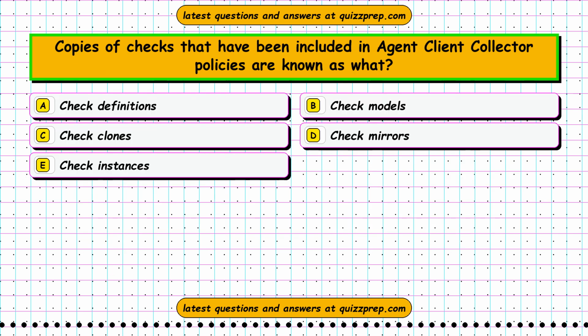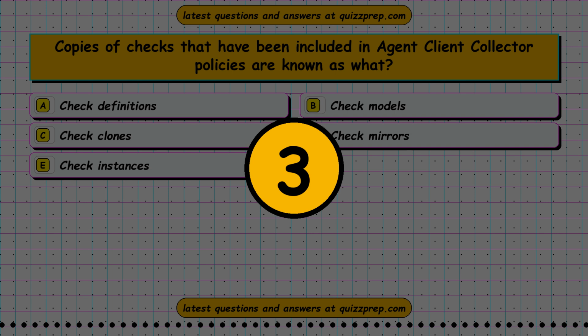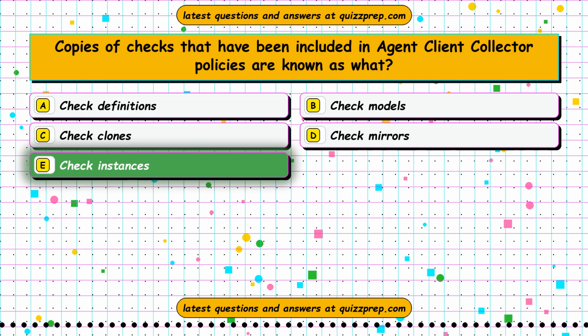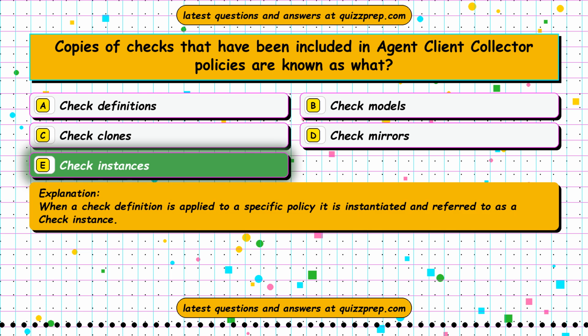Question 26. Copies of checks that have been included in agent client collector policies are known as what? Option A, check definitions. Option B, check models. Option C, check clones. Option D, check mirrors. Option E, check instances. The correct answer is option E, check instances. When a check definition is applied to a specific policy, it is instantiated and referred to as a check instance.